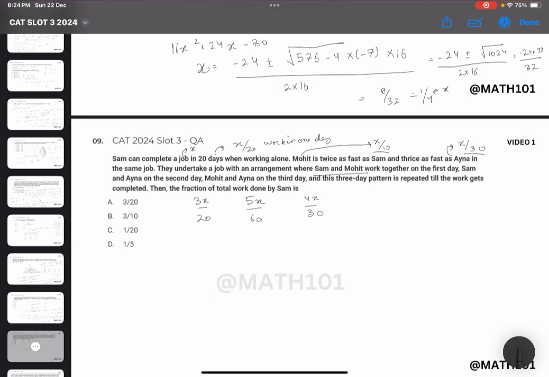So in 3 days, the work they do is 9 plus 5 plus 8 upon 60, which is 22x by 60.